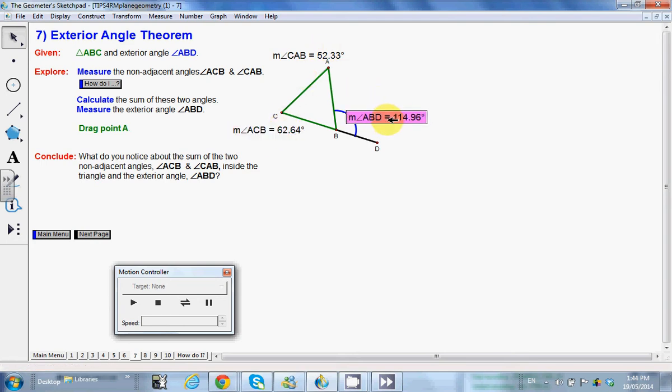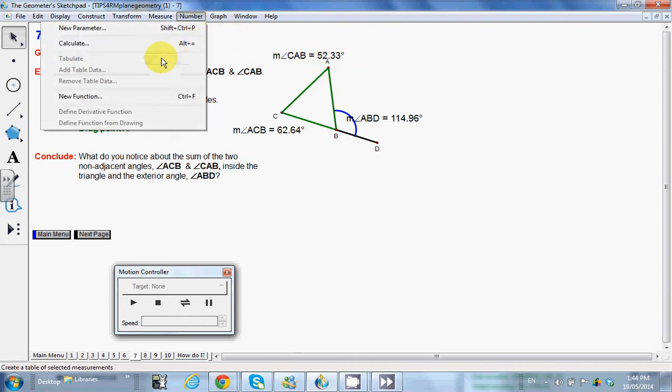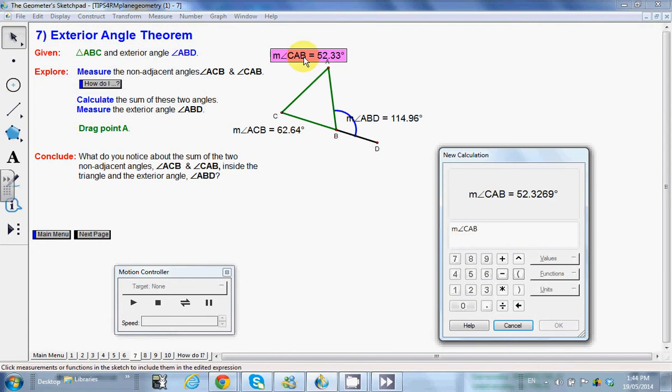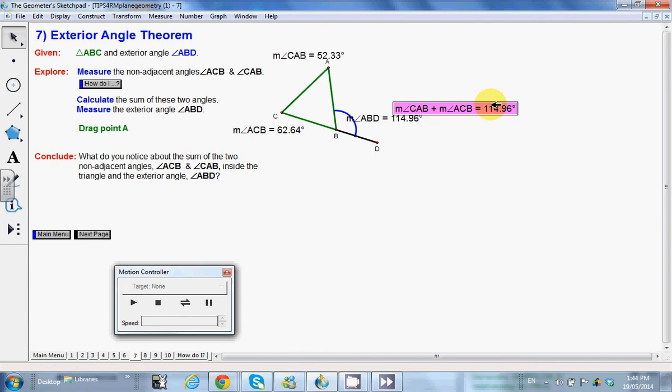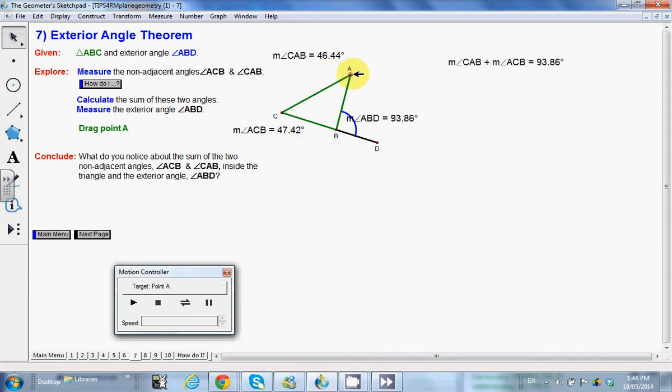Now again, we might question if that's always true. So actually, let's just see what happens when we add these together. So we'll go to number, calculate, click the first angle plus the second angle, hit OK. So we see it's 114.96, which is the same as the exterior angle. So again, we can move one of these, whichever one you want. Notice all the angles are changing. However, the sum of the two angles is still the same as this exterior angle. Okay, so that's kind of a neat property.